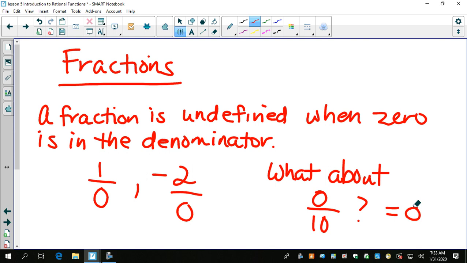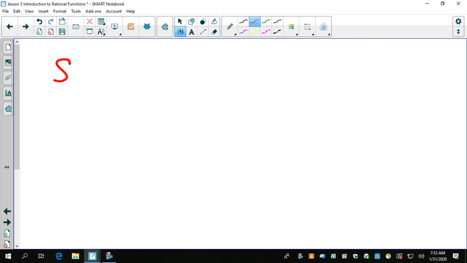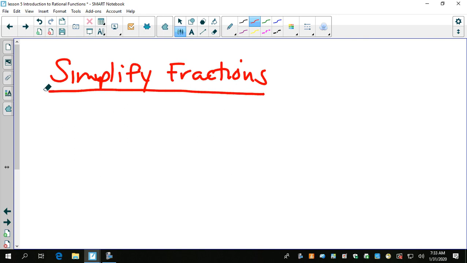All right, so we all know that, okay? Now we need to know how to simplify fractions. Take something like 4 over 10. Well, that's just 2/5. Right, that's 2/5. Now, why is it 2/5?